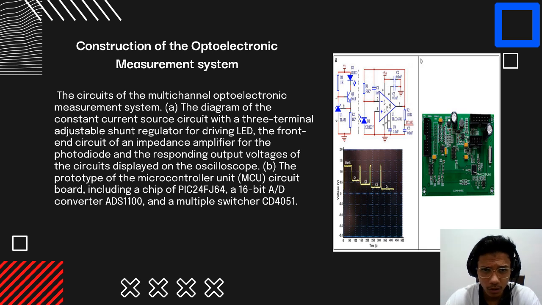Okay, for the construction of the optoelectronic measurement system, A is the circuit of the multi-channel optoelectronic measurement system. The diagram of the constant current source circuit with a 3-terminal adjustable shunt regulator for driving the LED. The front end circuit of a transimpedance amplifier for the photodiode and the corresponding output voltage of the circuit displayed on the oscilloscope. As you can see in the picture, B is the prototype of the microcontroller unit MCU circuit board, including a chip of PIC24FJ64, a 16-bit A/D converter ADS1100, and a multiplexer switcher CD4051.